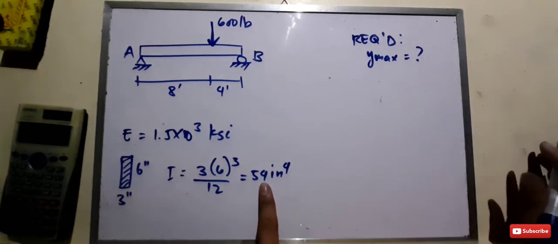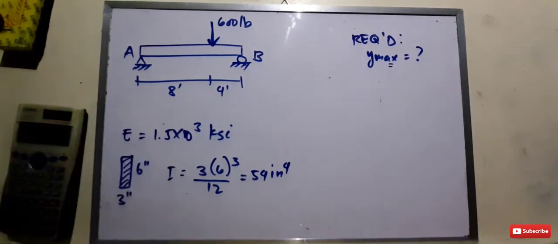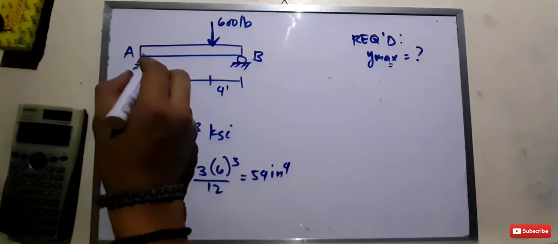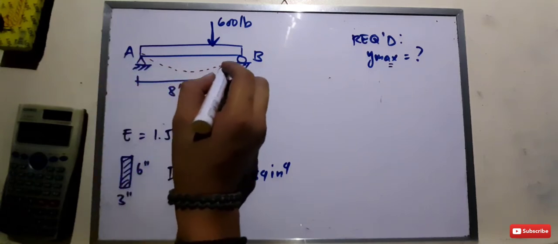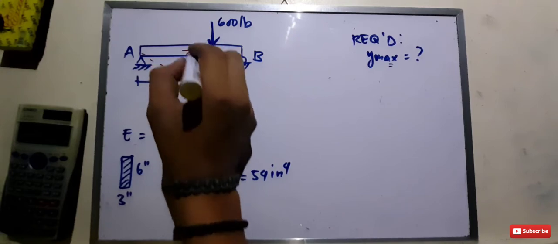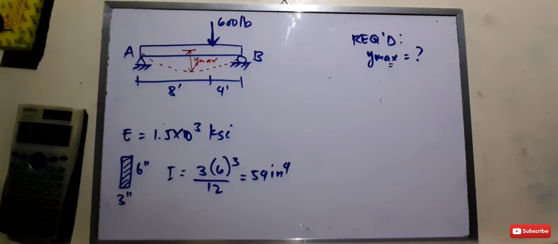What is required here is to determine the Y max, or the maximum deflection along the length of the beam. Again, our first step is to draw the deflection curve or the elastic curve. Y max should be somewhere right here, measured from the neutral axis. This sample problem is a bit different compared to our sample problem earlier.